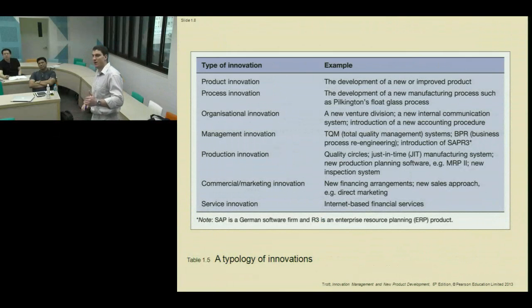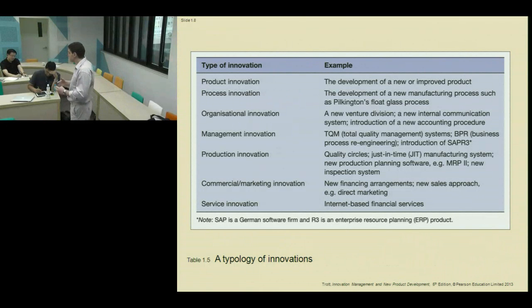Then again, we have product innovation, the development of a new or improved product. We have process innovation, which is the development of a new process that actually improves the experience of the customer or improves some aspects of the product and so on. We have organizational innovation, a new venture division, new business model, or new internal communication system. We have management innovation, for example, different management systems that companies use, TQM, or business process re-engineering and so on.